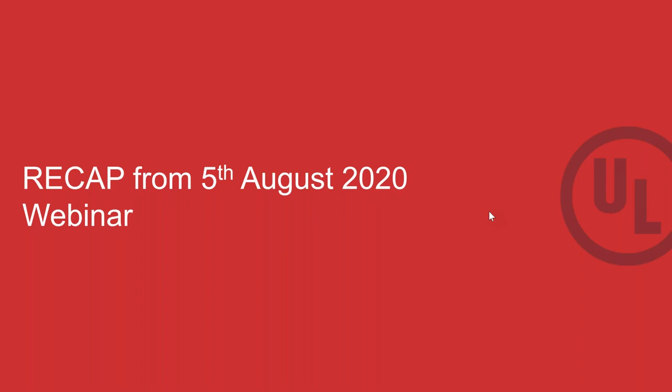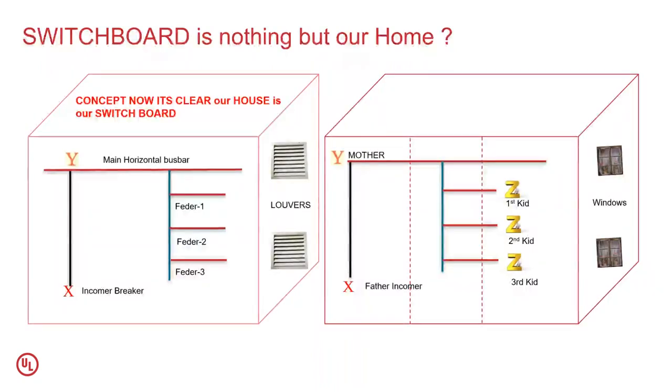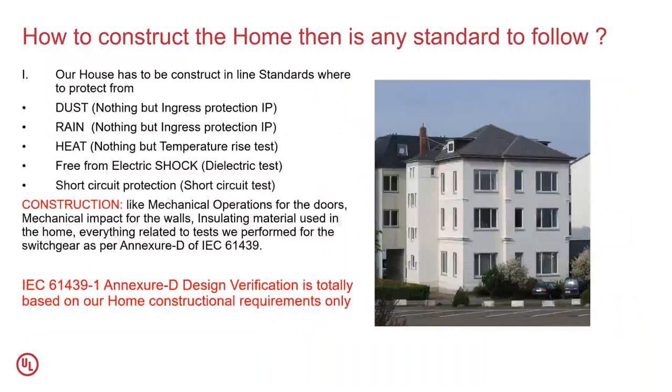And a recap from 5th August for those who did not participate: I gave only an illustration, switchboard is nothing but our home. That information I already gave you in my first webinar. I compared the incomer breaker, horizontal busbar, and feeders to our family: father, mother, and kids. And again, I clearly mentioned how to protect my home. Same way, I need to protect the switchboard from dust, rain, heat, free from electric shock, and short circuit protection, which is explained in IEC 61439 Annex D. This we also explained in the last seminar.